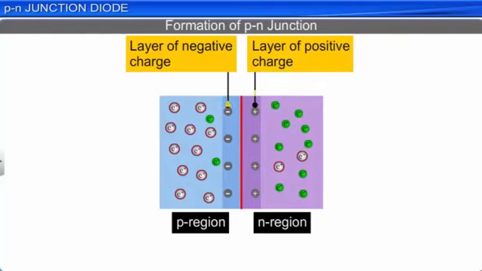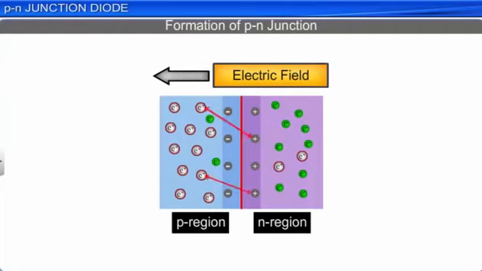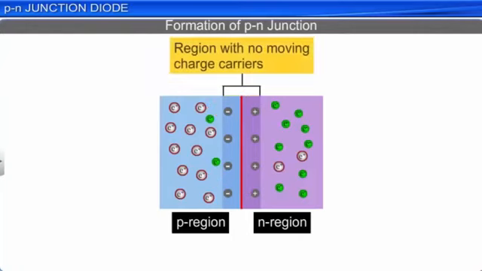The layer of stationary negative charges towards the p side of the junction opposes the diffusion of electrons from the n side. Similarly, the layer of stationary positive charges towards the n side of the junction opposes the diffusion of holes from the p side. This creates an electric field near the junction, which is directed from the n side to the p side. Thus, a small region is created on either side of the p-n junction where no free charge carriers can exist. The region free of moving charge carriers extends on either side of a p-n junction and is called the depletion region.